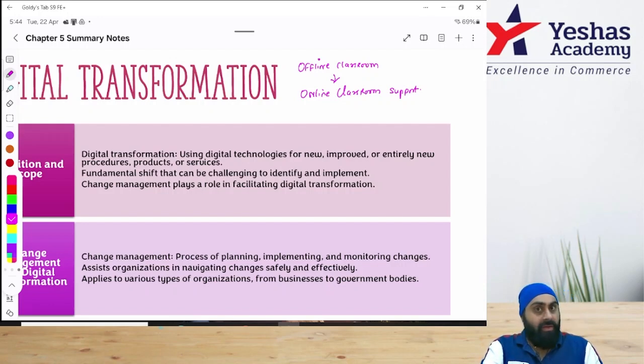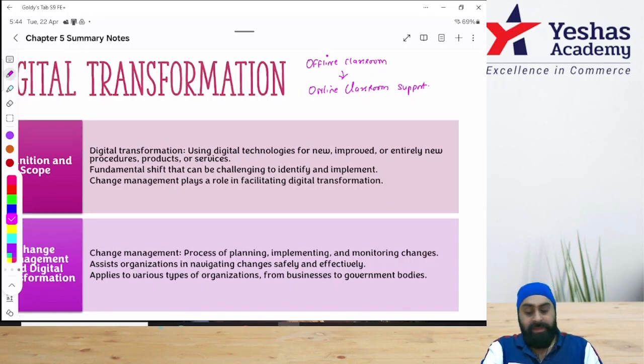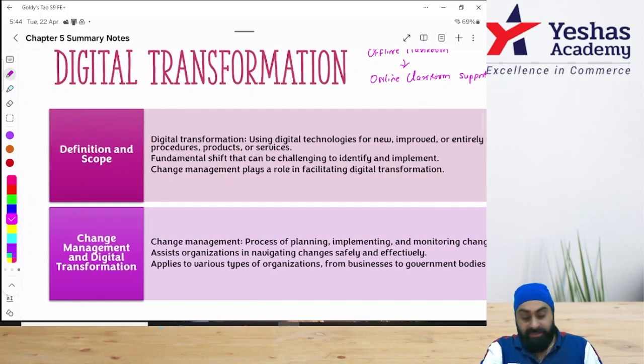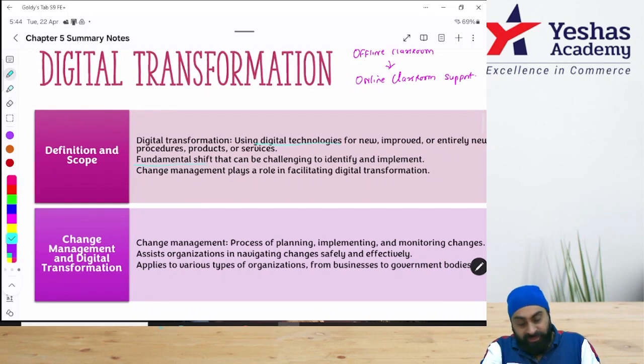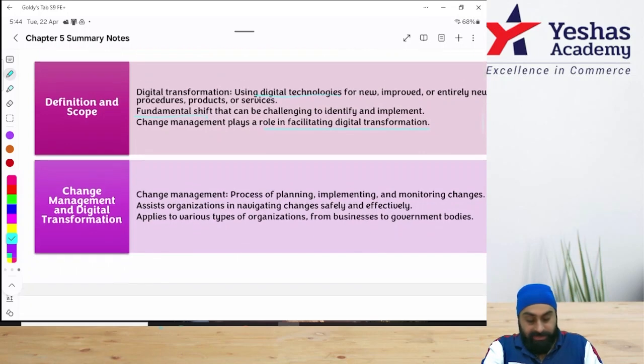So is the entire education system moving from offline to online? Is there a digital transformation? The answer is obviously yes. Using digital technologies, there's a fundamental shift. It has a role in facilitating digital transformation. People are digitally transforming their traditional businesses into online or e-commerce businesses.